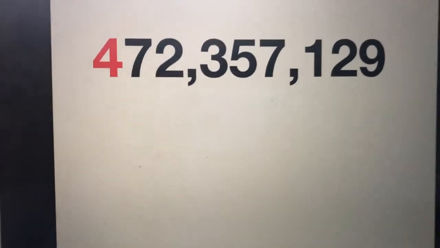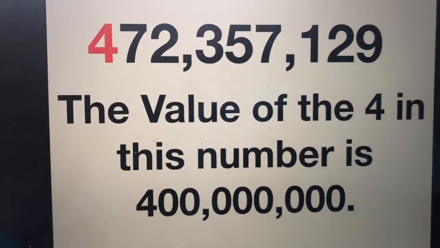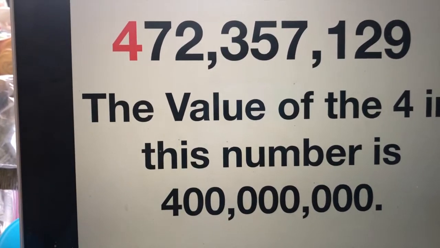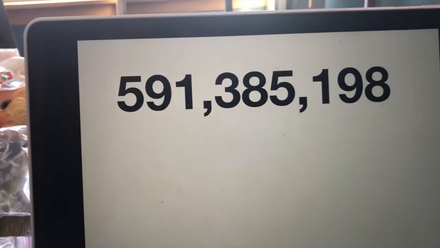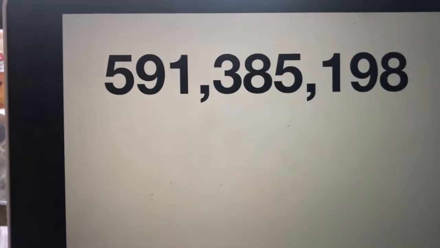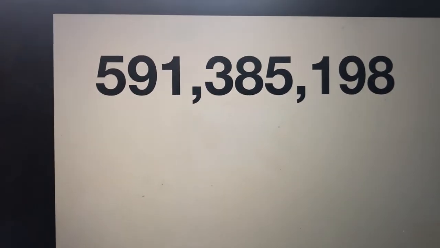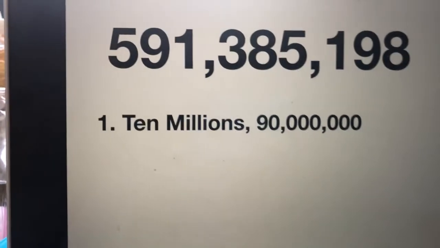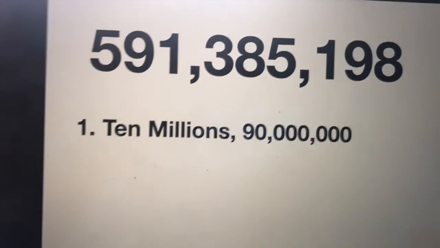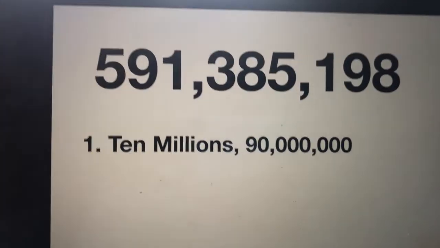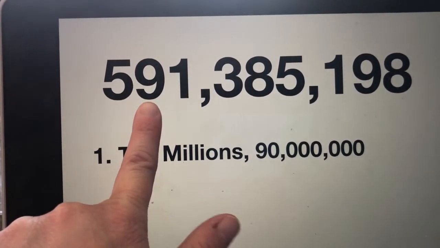The next number I want to look at is the 4. The 4 is in the 100 millions place, which means it has a value of 400 million. So looking at this number, 591,385,198, which number would I be talking about if I said it's in the 10 millions place and it has a value of 90 million? See if you can point to that number. This 9.